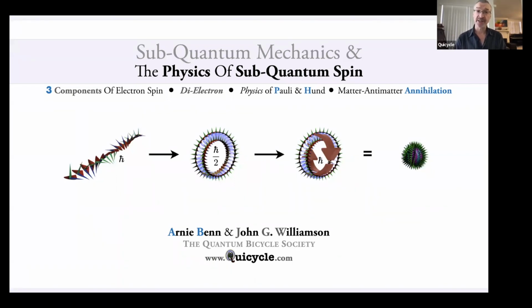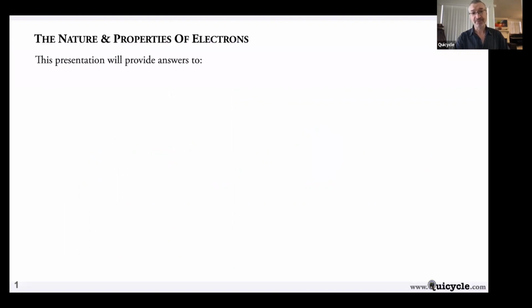Everything I'm going to present is obviously based on subquantum mechanics, which has been developed by John Williamson and Martin van der Mark. And without that work and without John's mentorship of me, for which I'm very grateful, none of this would be possible. So thank you to John, and let's dive in.